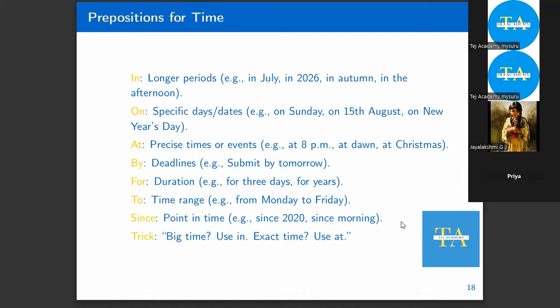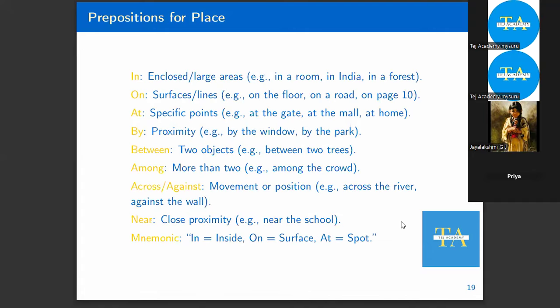And what do we have next? Okay, here are the rules. Prepositions for place. These prepositions are generally used when we are speaking about space and place. In is used for enclosed or large areas, like in a room, in India, in a forest.